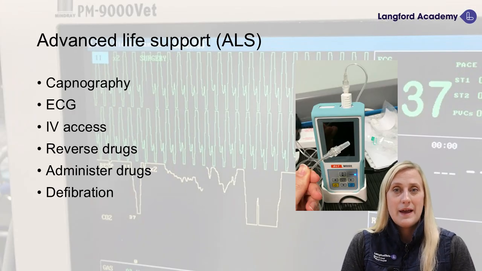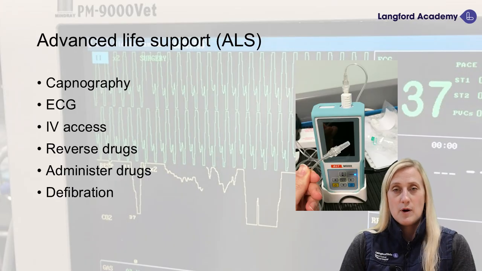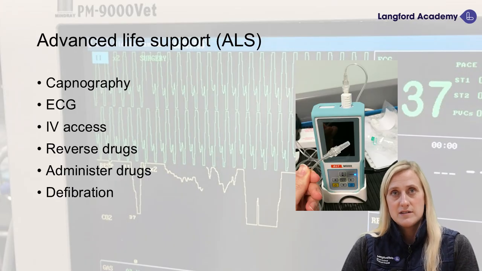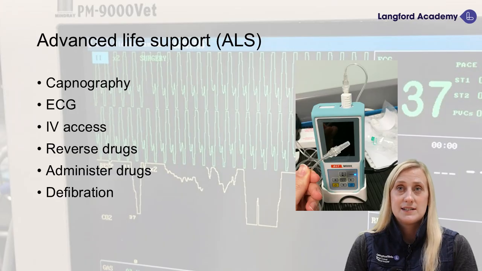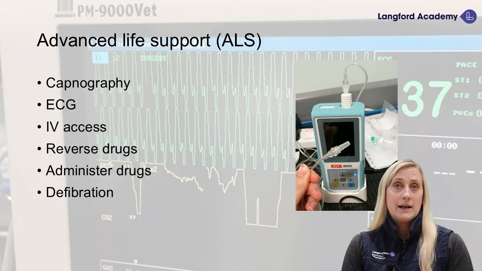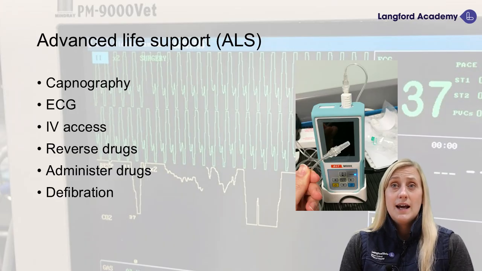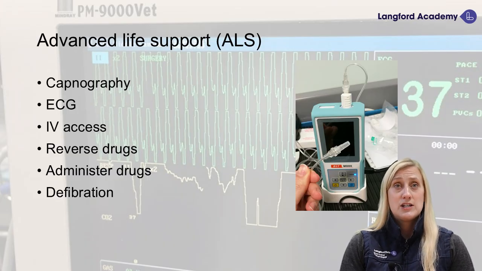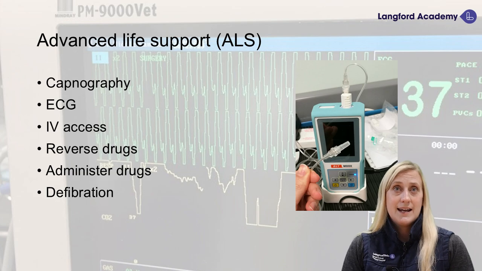So advanced life support: as soon as we pop on a capnograph, ECG, gain IV access, administer drug therapies and defib our patient, this is all advanced life support. Really important in our patients that we grab our little capnograph as soon as we've got that airway secured. And again, close communication: have we applied the capnography? I'm applying capnography, it's switched on. And again, same with ECG pads.